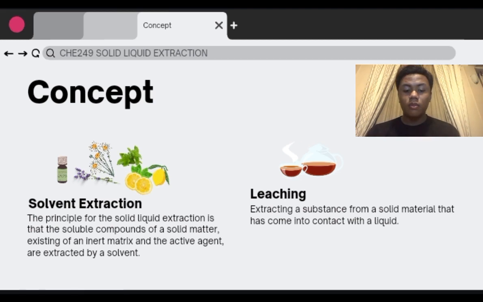We can see the sachet acts as the plant material, our flower, and the tea inside it is our inert matrix, the solid liquid extraction that needs to be extracted, and the hot water will act as a solvent, which helps the extraction of the tea through the water. Now, not just the color changes, but also the flavor of the tea will spread through the water. That is an example of leaching. Okay, that's all for the concept of this solid liquid extraction.